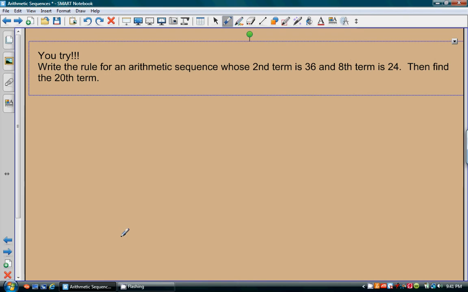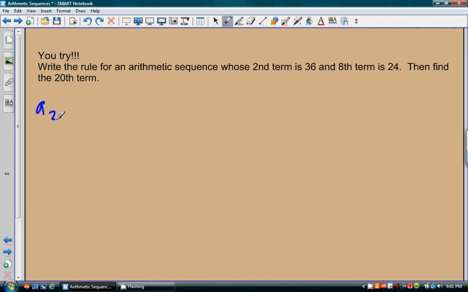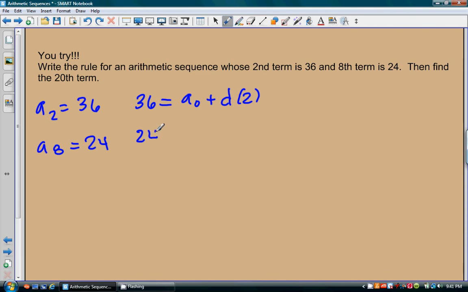Now you try. Write the rule for an arithmetic sequence whose second term is 36 and eighth term is 24. Take a second to pause the video, see if you can get it right on your own. So a sub 2 equals 36, and a sub 8 equals 24. And again, we can write an equation. 36 equals a sub 0 plus d times 2. We can get 24 equals a sub 0 plus d times 8.